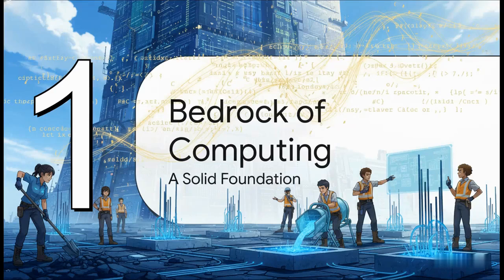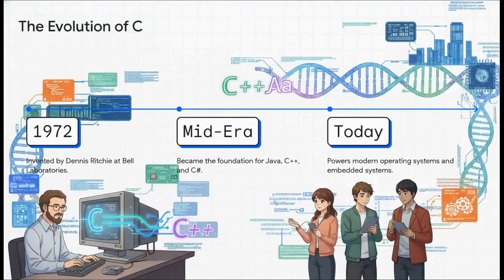All right, let's start with Section 1, the bedrock of modern computing. So C was developed way back in 1972 by Dennis Ritchie at Bell Labs. Now, in the incredibly fast-paced world of tech, anything from the 1970s usually belongs in a museum, right? But C is the ultimate exception to that rule.